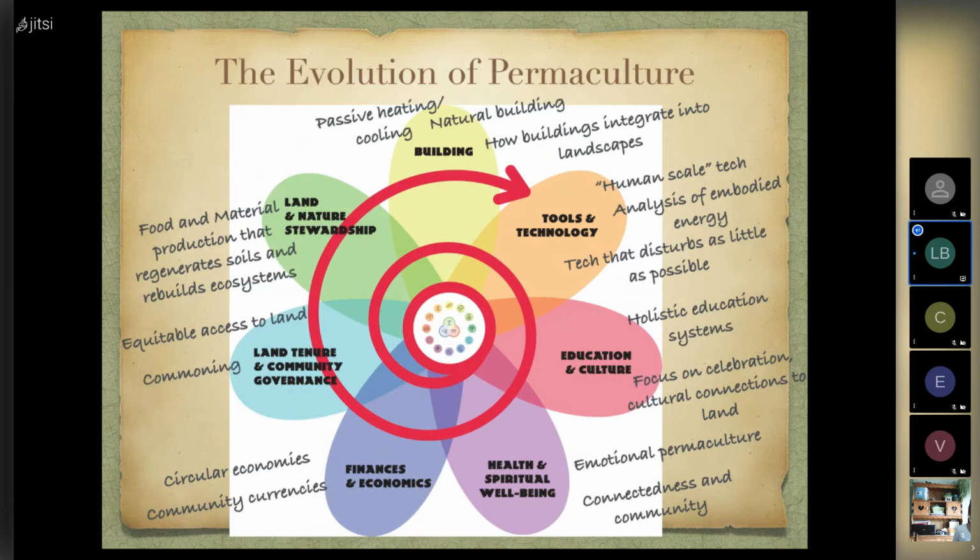But the last petal on the flower is land and nature stewardship. This is the main one that people are familiar with. Here we're talking about food and material production that regenerates soils and rebuilds ecosystems, and just a general evaluation of the role of humans as part of their ecosystems rather than apart from ecosystems. So as you can see, permaculture is really diverse and a really big umbrella and encompasses many different facets, and the opportunities for using permaculture are pretty much unending.